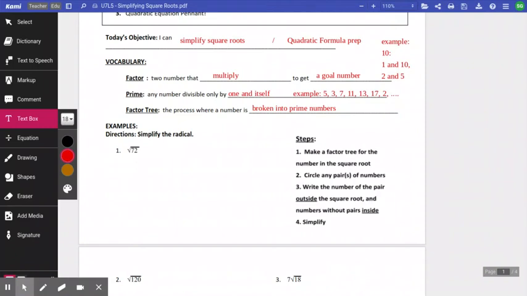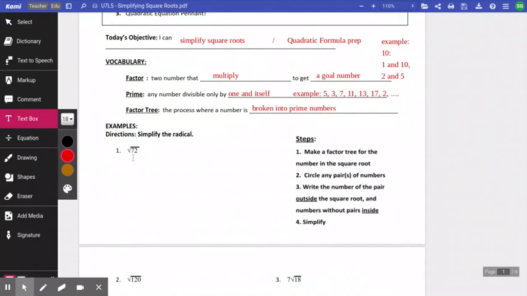There's actually 2 methods you can simplify square roots with. I'm going to show this method first, since after teaching this lesson for 7 years now, this is the method that more students really connect with, that they like. And then after this one, I will show you a different way you can simplify square roots. But we are going to use a method that involves making a factor tree.